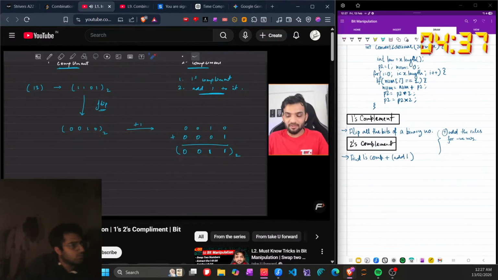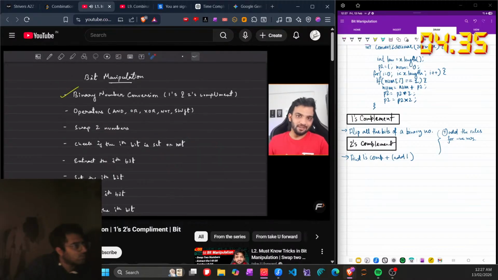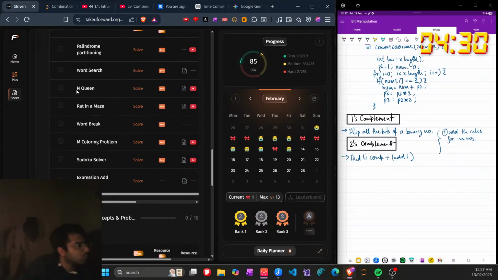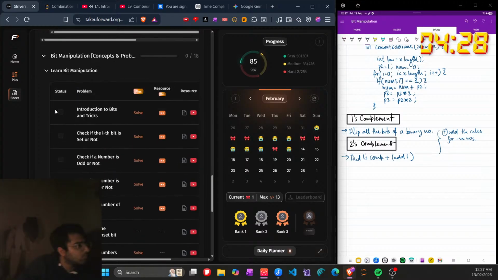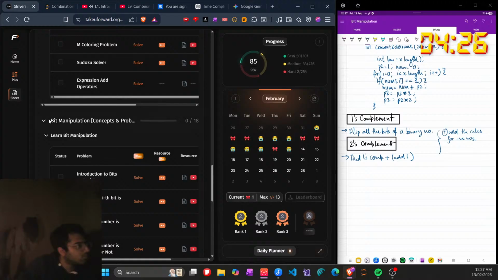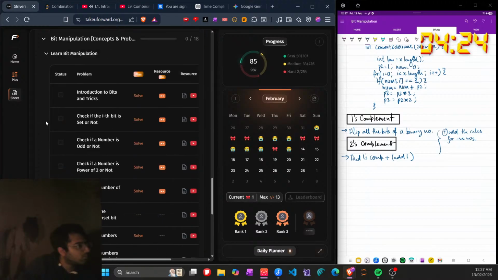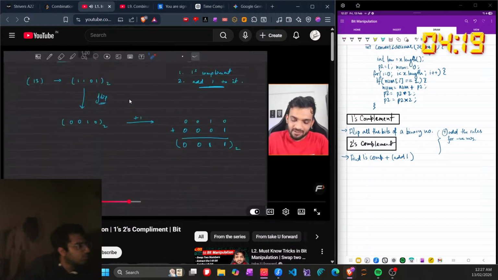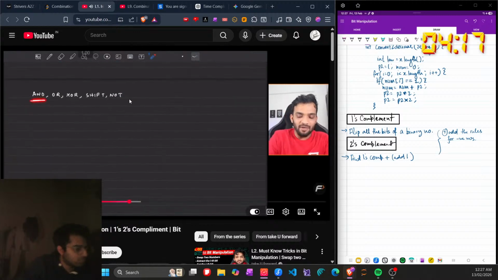Super simple. Got it? So we need to learn about the operators that we will be using in bitwise manipulation. Why? Because without operators, you cannot solve problems. So we'll be learning about AND operator, OR operator, XOR operator, shift operator, and the NOT operator. So let's get started, and I'll be starting off with the AND operator.